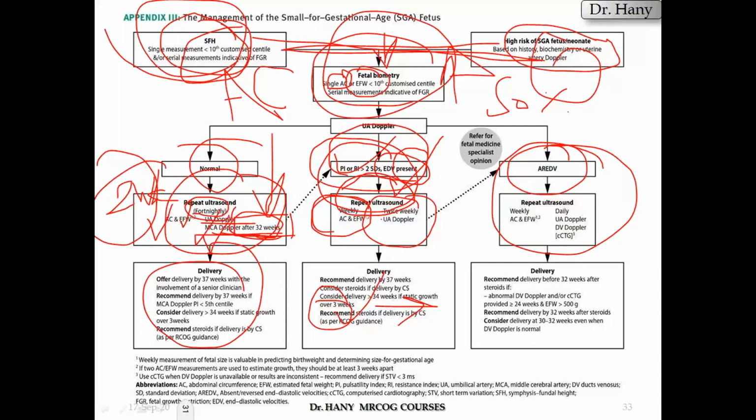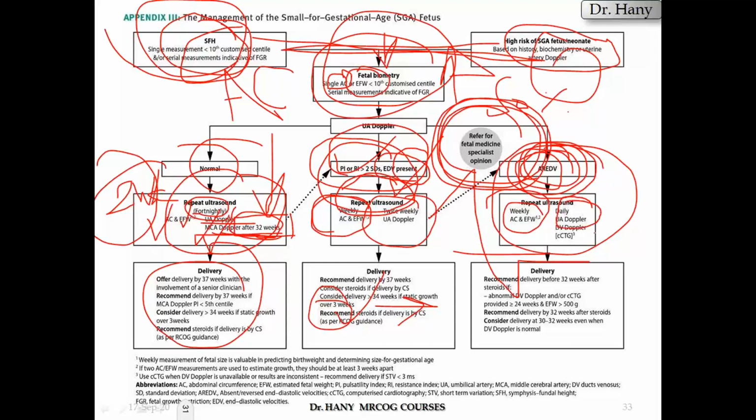So I am doing the umbilical artery Doppler here, and the end diastolic velocity is still there. If it became absent or reversed, I will refer the baby to a fetal medicine specialist. Why? Because absent or reversed umbilical artery Doppler should be followed by weekly abdominal circumference and weight, and daily umbilical artery Doppler and ductus venosus Doppler. A very important exam question.